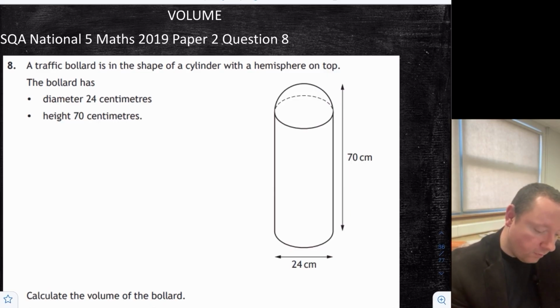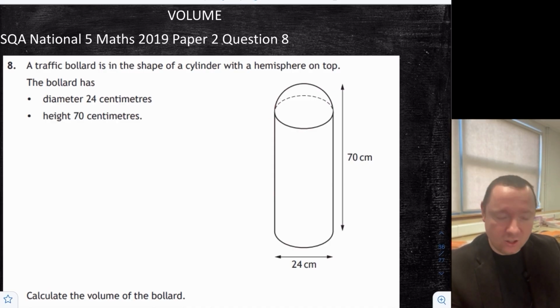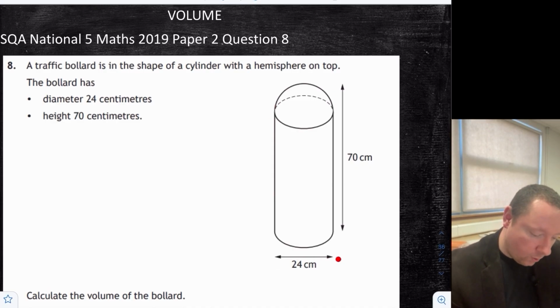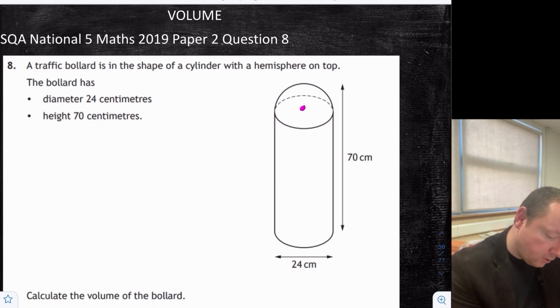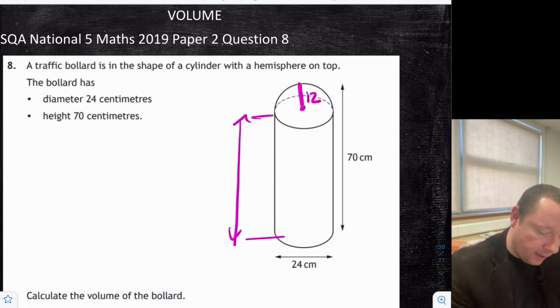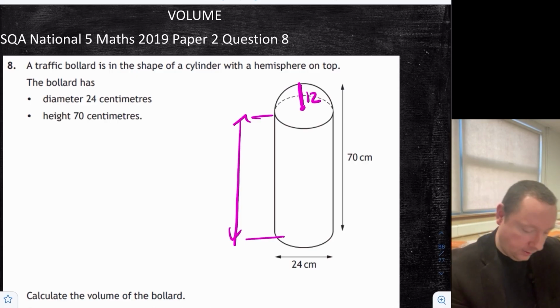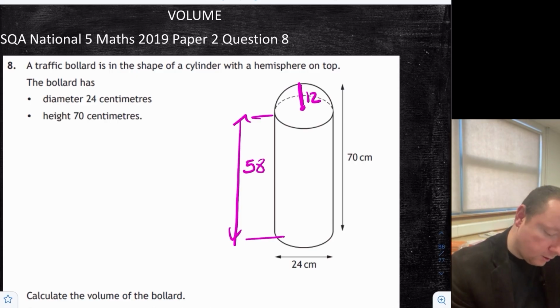So I'm going to have to do the volume of a cylinder and the volume of a hemisphere. Now, to do the volume of a hemisphere, I need its radius. I know its diameter is 24, so the radius must be 12. So I can say that this radius here, just marking my diagram, is 12. There's another piece of information I need. I need the height of my cylinder. So I need to do 70 minus this 12, because it goes all the way up. 70, take away 12. That gives me 58. Need to do that work to be able to do my sums.